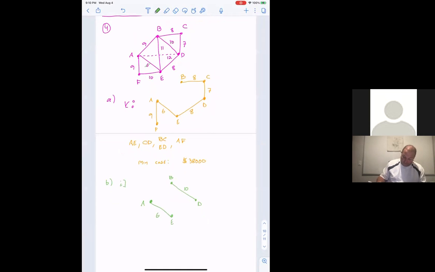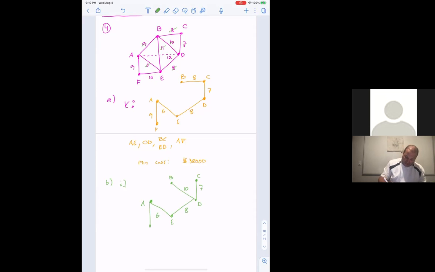Okay, so those two are in. Next is 7, C to D. We have an 8, D to E. We also have an 8, BC, but that would form a cycle. B to E would form a cycle. A to B would form a cycle.